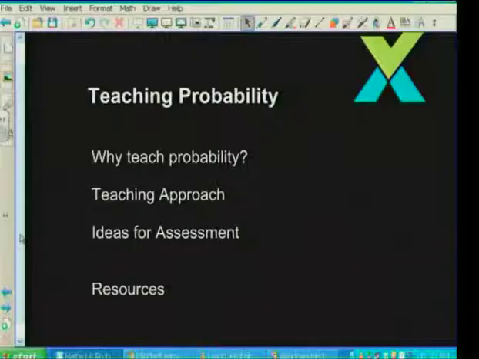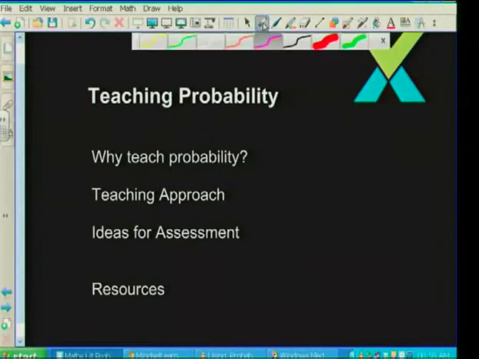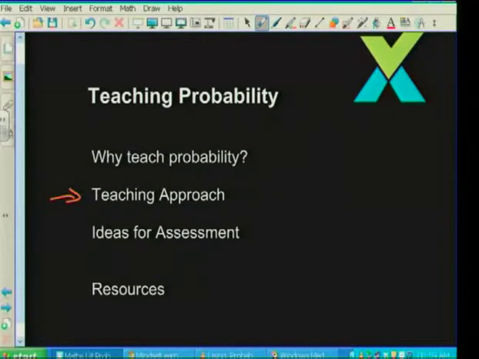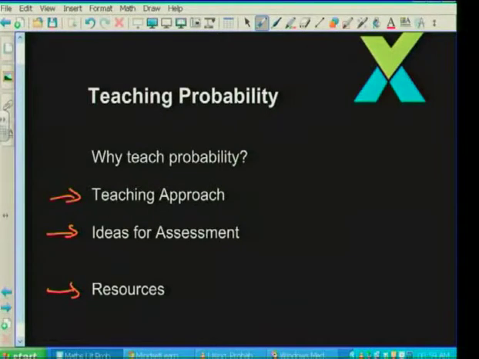What are we going to be doing in this session? Let's have a quick look at the little topics that we've set up. First of all, why do we teach probability? We're going to take a look at the suggested teaching approach of probability, ideas for assessment, and what the CAPS document has to say about assessment of probability in general. Then we'll look at a few resources that might be helpful, and some ideas to extend your learners to make sure that they've got the concepts firmly bedded down and are very familiar with interacting with the world of probability.